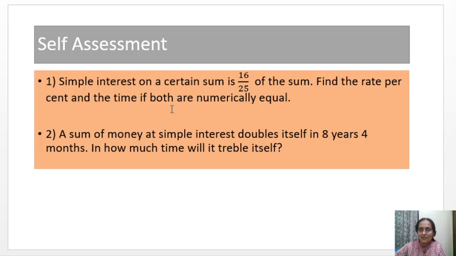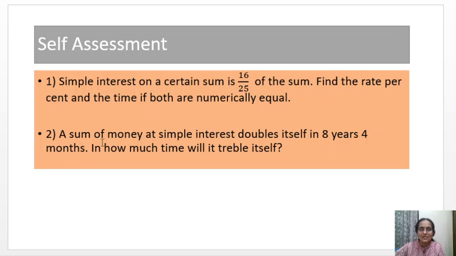Take rate as R and time also R. Then apply the values in the simple interest formula, SI equals PTR by 100. Instead of T you have to write R, and substitute P as x. Then you will get very easily the value of R.